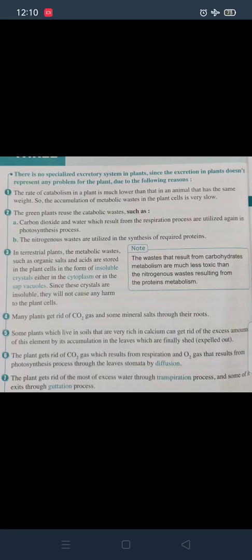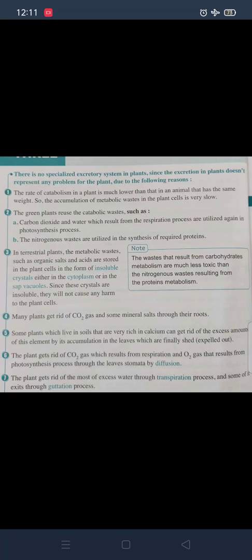Also, the green plant has the ability to reuse the catabolic waste. The plant can use carbon dioxide and water, which result from the respiration process, in photosynthesis, for example. The plant can use nitrogenous waste produced from the synthesis of protein.